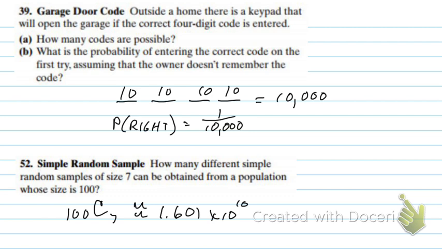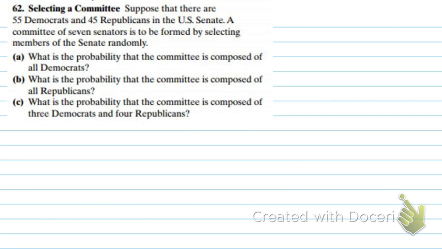Okay, let's see if we can get another one here. Got a couple of minutes. Okay, in the Senate, at least in this problem, 55 Democrats, 45 Republicans. They're going to get a committee of 7. That word committee kind of lets you know probably the order doesn't matter. And they're going to pick 7. So we're going to have 7 on the committee. 45 Republican, 55 Democrats. It helps just to jot that junk down.